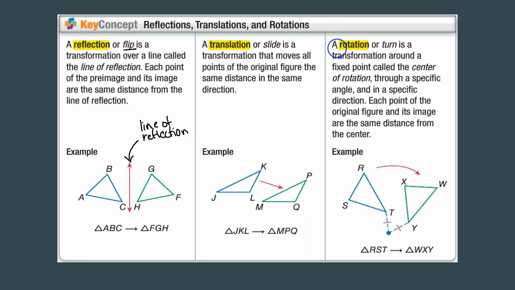Next we have a rotation or a turn. A rotation is a transformation around a fixed point, through a specific angle in a specific direction. Each point of the original figure and its image are the same distance from the center. So notice R went to W, S went to X, and T went to Y.